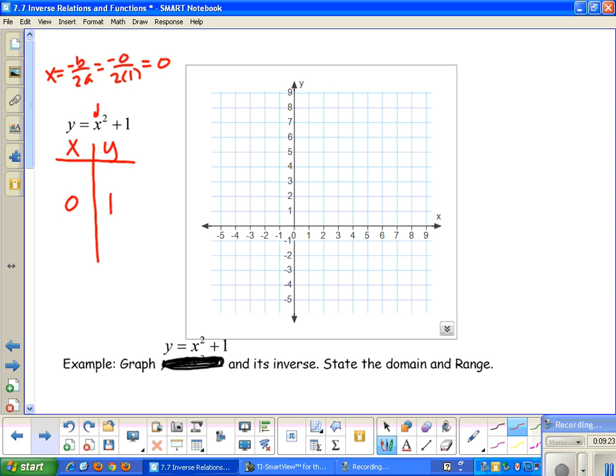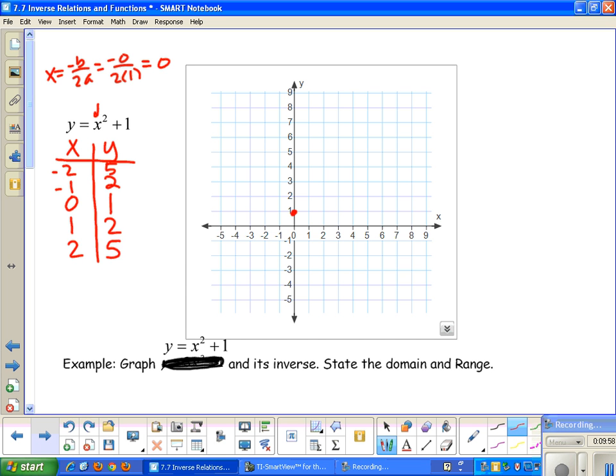So for this, now, if I pick 1 and plug it in, 1 squared is 1, plus 1 would be 2. If I plug 2 in, 2 squared is 4, plus 1 would give me 5. And then if I keep on going, I'm going to do the other side. So we have negative 1. Negative 1 squared is positive 1, plus 1 would be 2, and negative 2, if I plug that in, would also give me 5.